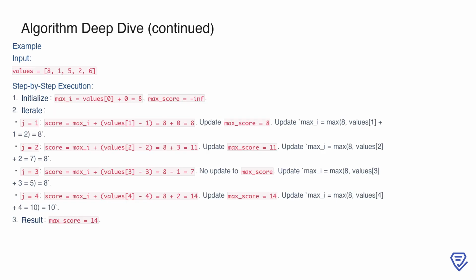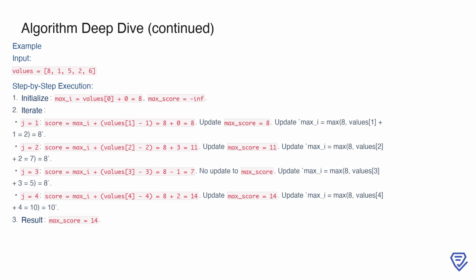Let's walk through an example with values equals [8, 1, 5, 2, 6] to see the algorithm in action. We initialize max_i to values[0] + 0, which is 8, and max_score to a very small value. Starting from j equals 1, we calculate the score as max_i plus values[1] - 1, which equals 8. We update max_score to 8. Next, for j equals 2, the score is 11, so we update max_score to 11. For j equals 3, the score is 7, which doesn't change max_score. Finally, for j equals 4, the score is 14, so we update max_score to 14.